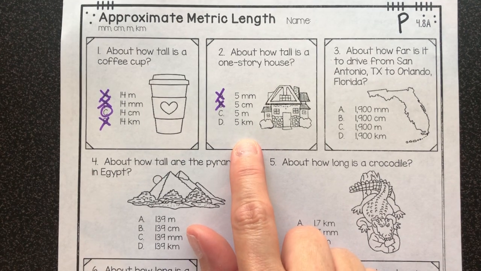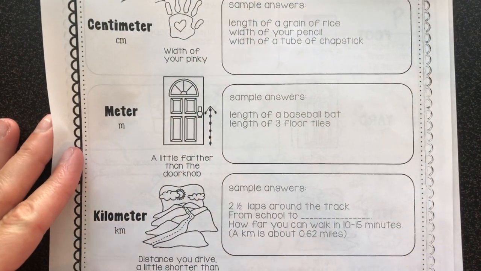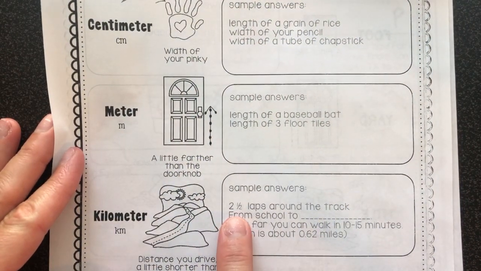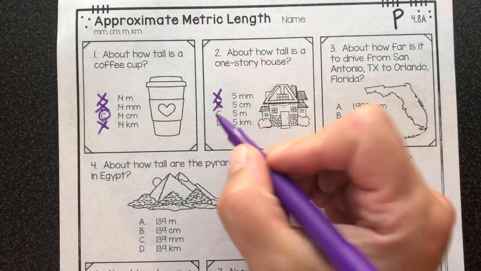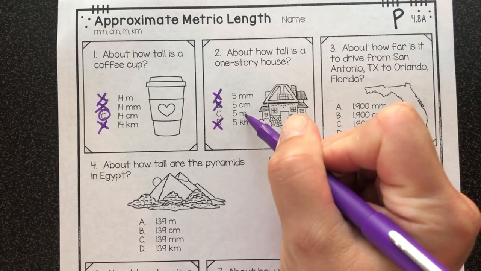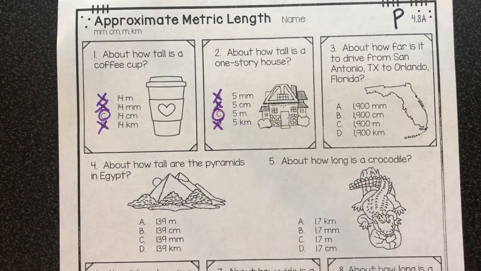Let me check D and see if it makes more sense. D says 5 kilometers. So look back at the kilometers, 2.5 laps around the track. Does that make sense? No, that's way too much. So while I think my house is bigger than 5 meters, it's the best one out of all of these.